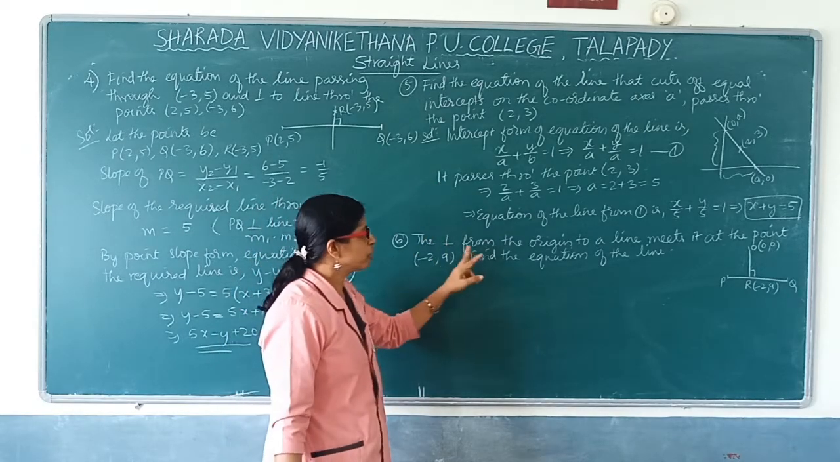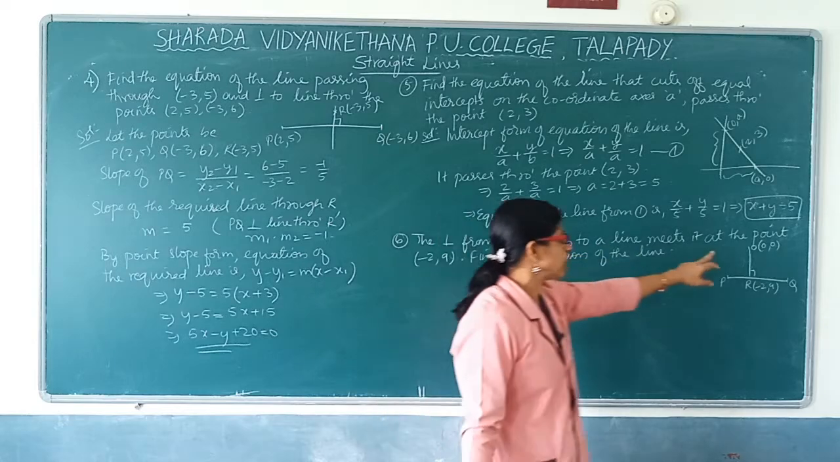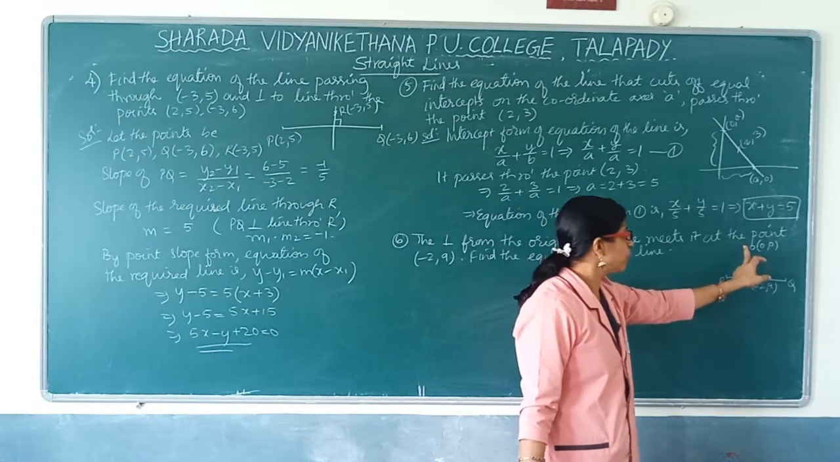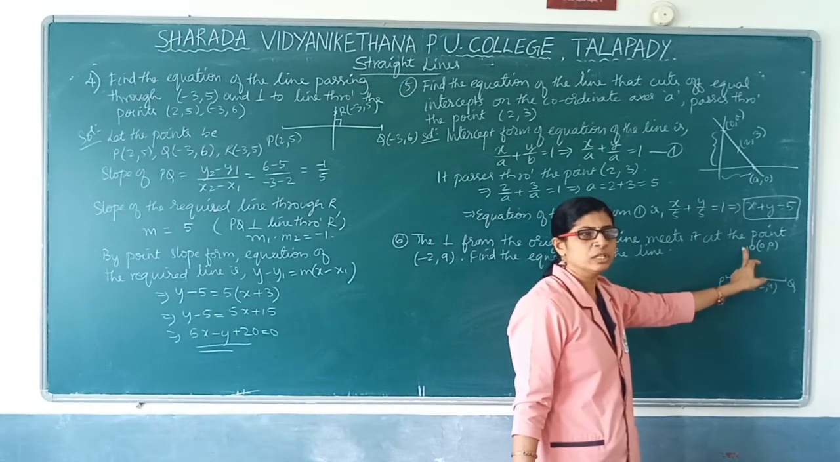The perpendicular from origin to a line. Suppose I have fixed the origin here. Perpendicular from origin. What are the coordinates of origin?